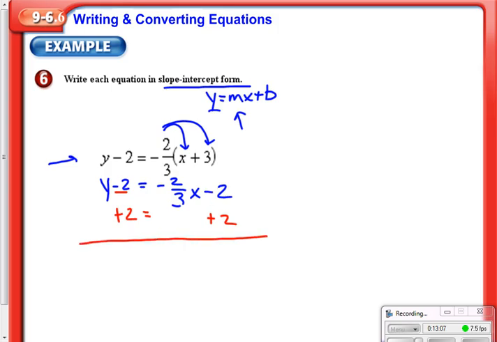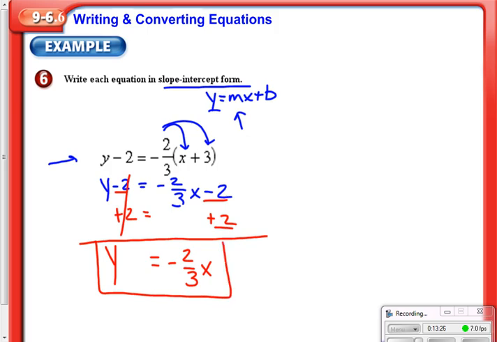So I have y, 2's cancel out, equals negative 2/3 x would drop down, and we have a negative 2 plus 2. That would give us nothing, so we don't need to put plus 0, minus 0, and this would be it in slope-intercept form, y equals negative 2/3 x.